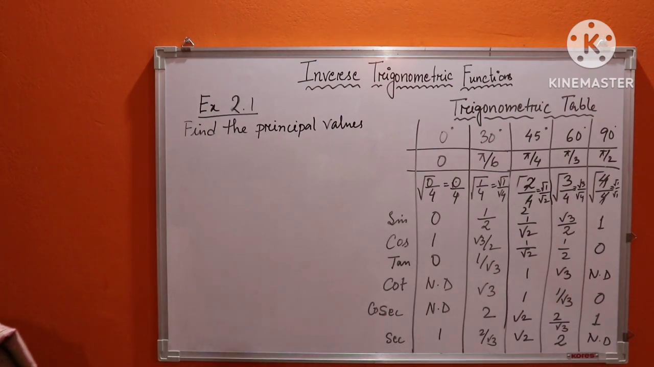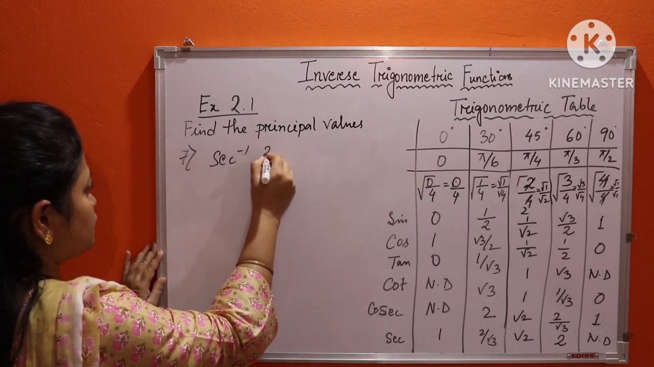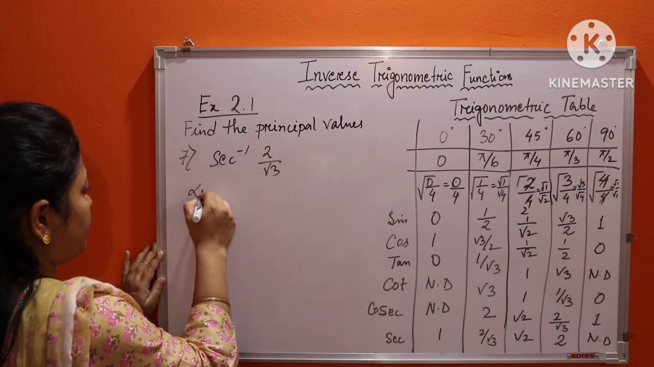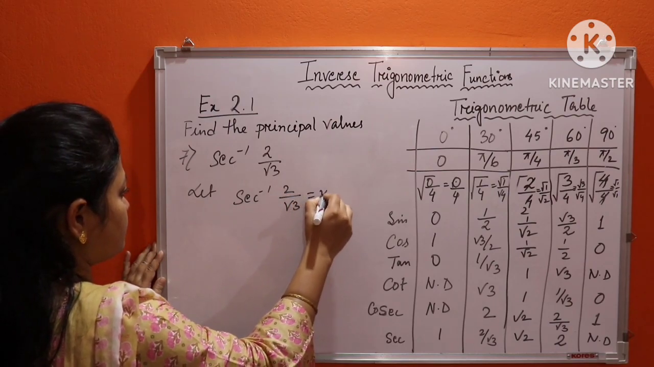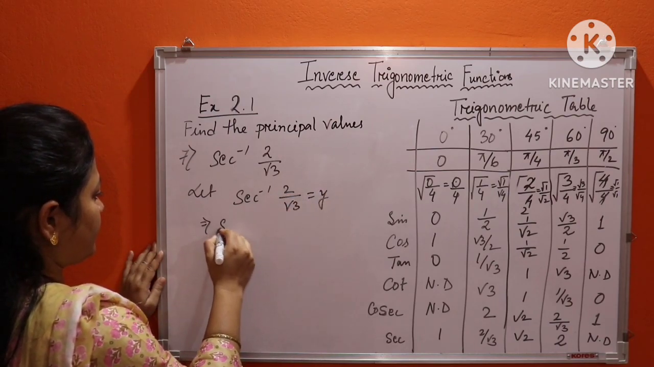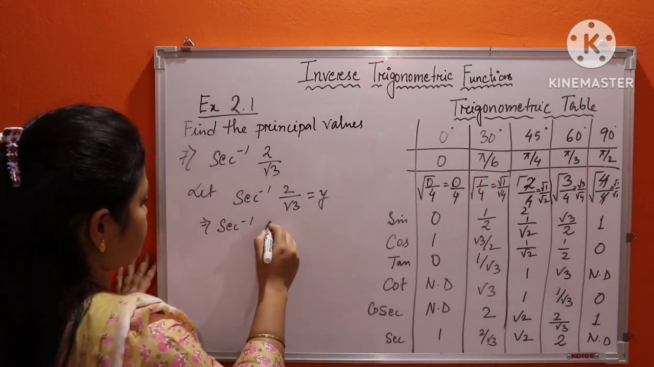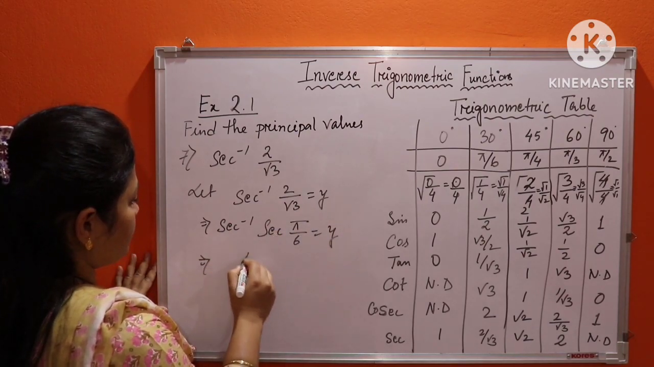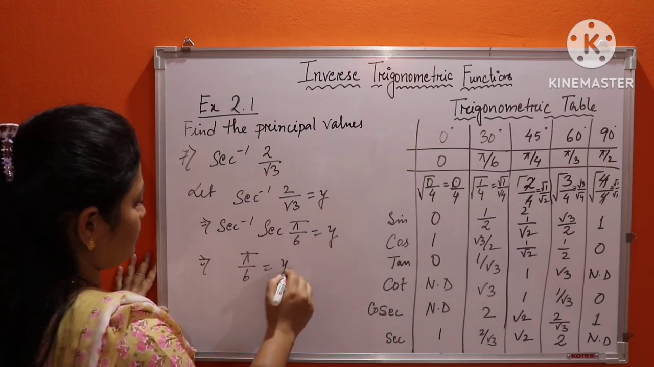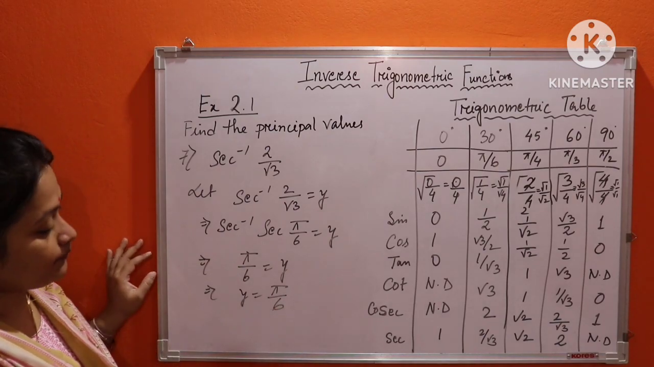Question number 7: sec inverse 2 by root 3. Let sec inverse 2 by root 3 equal y. Sec of pi by 6 is 2 by root 3, so sec y equals sec pi by 6. That means y equals pi by 6.